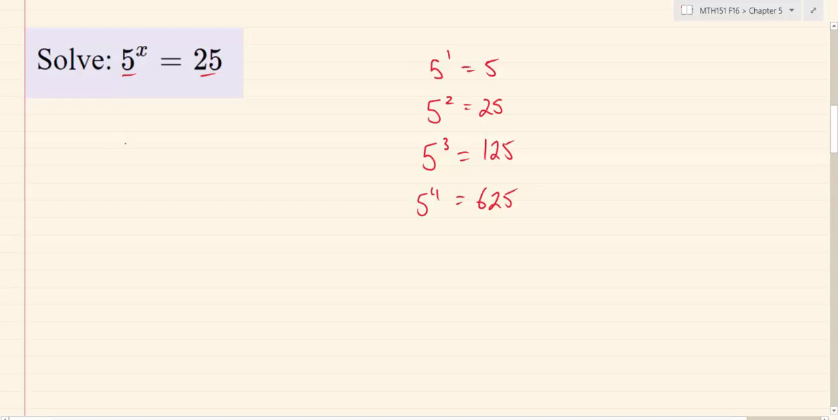So 5 to the x stays the same. That's 5 to the x. And 25, oh, look at this. I can rewrite 25 as 5 to the 2nd power. And now I have a common base, x equals 2.